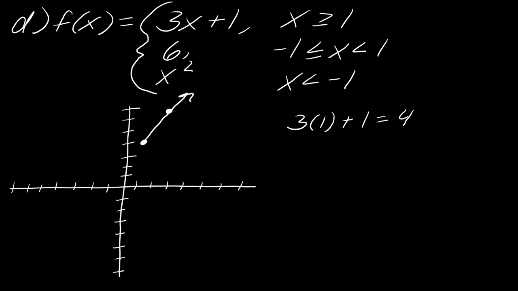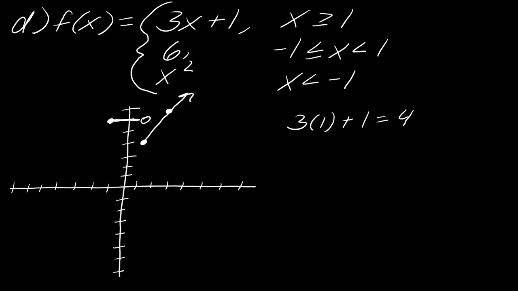Okay, so I've got that part done. Up next, I've got the constant function 6. This goes from -1 to 1. At 1, I have an open dot. So let's see, 1, 2, 3, 4, 5, 6. So this is going to be an open dot here, and a closed dot at -1. And it's just constant, so there we go.